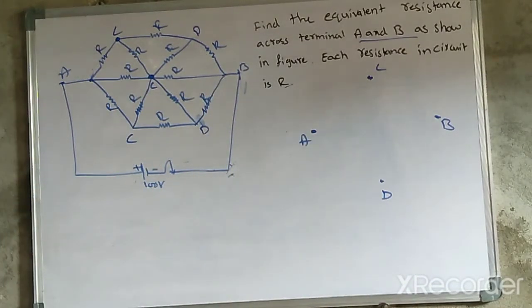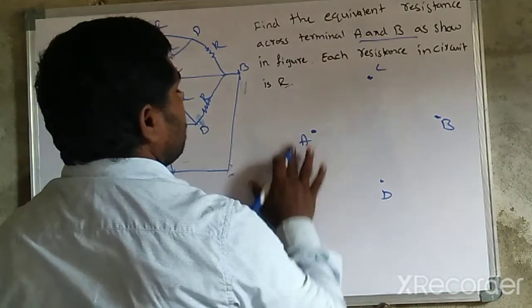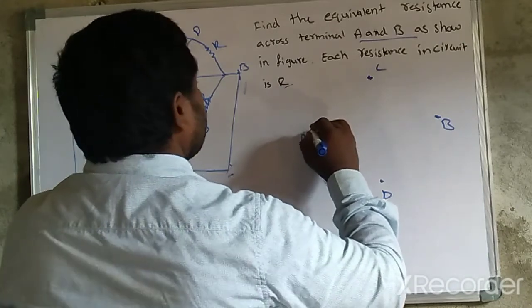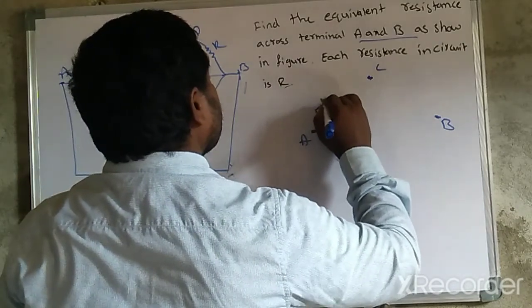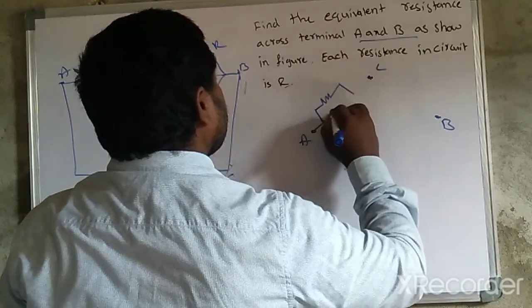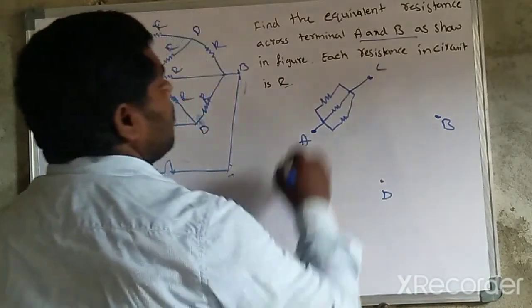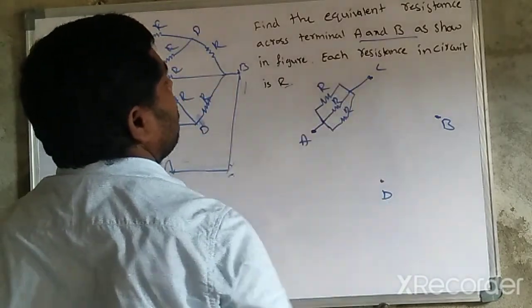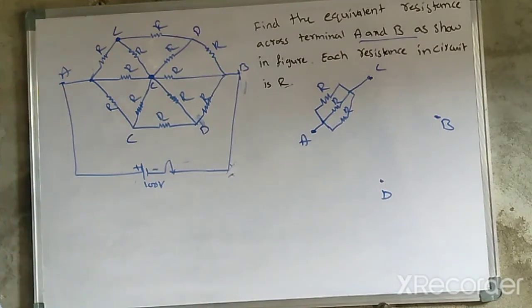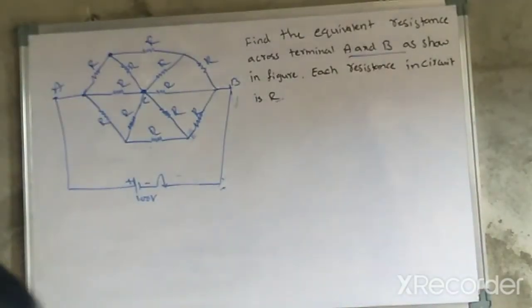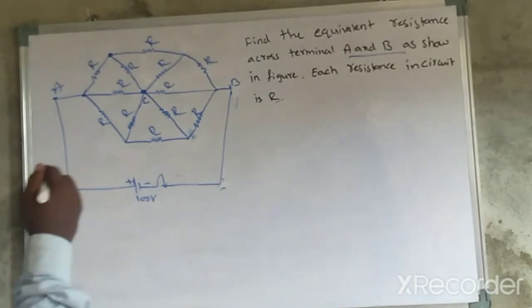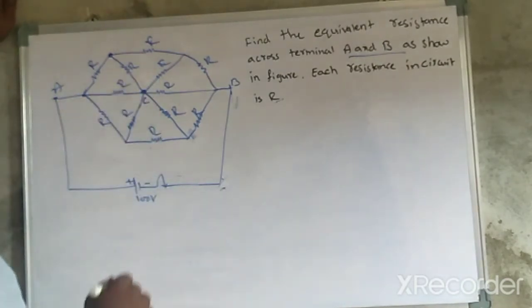You may identify how many resistors are there in between A and C. Here there are three resistors, each resistor R. Finally, R by 3 here. So here is the alternate method. Whenever they ask this type of question, you may do the alternate method like this.